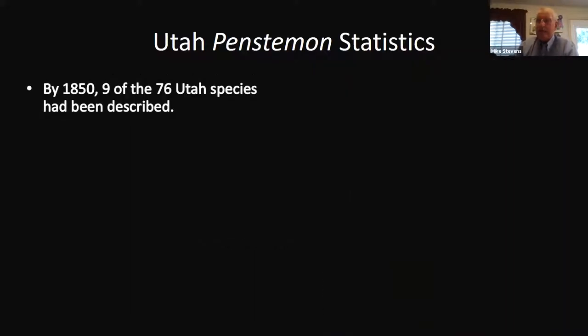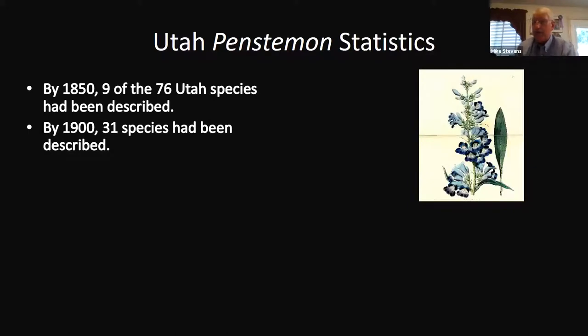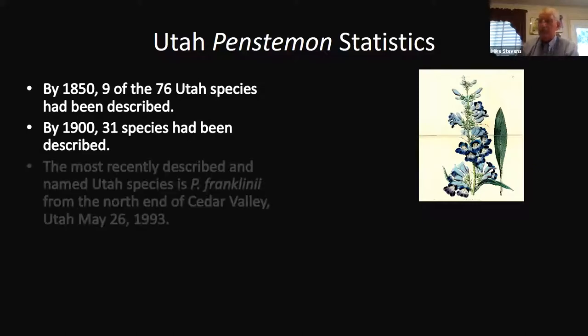By 1850, nine of the 76 species had been described. So by the time pioneers were first arriving here in the Utah region, having been here just a few years, nine had already been described. It was not by the original pioneers, but by people who were exploring the West. By 1900, 31 species had been described which are found in Utah.